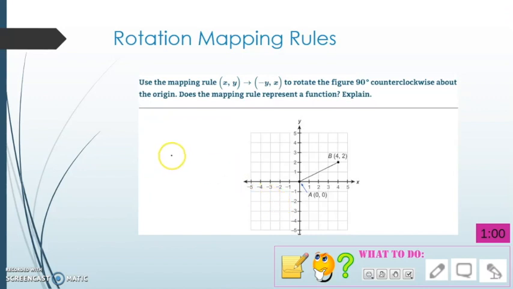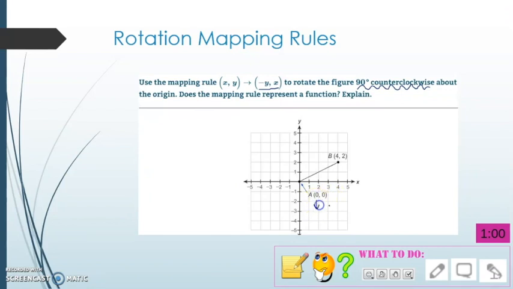Okay, let's try this one. Use the mapping rule (x, y) to (negative y, x) to rotate the figure 90 degrees counterclockwise about the origin. So we have 2 points on this line segment, and we know that we need to switch the x and y values and then change the original y value's sign.